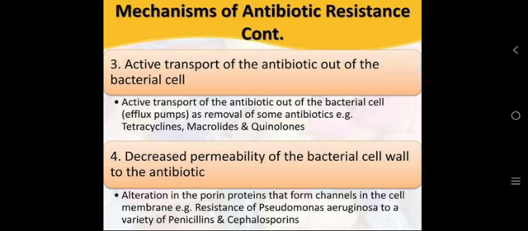Fourth one, decreased permeability of the bacterial cell wall to the antibiotic. Alteration in the porin proteins that form channels in the cell wall membrane. Example, resistance of Pseudomonas to a variety of penicillins and cephalosporins.